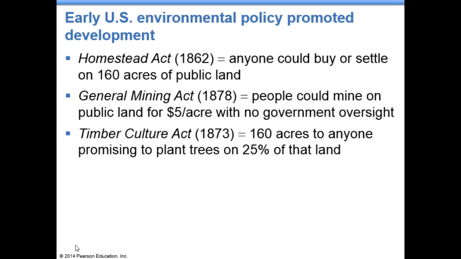And then the third was the Timber Culture Act of 1873. And this granted, again, another 160 acres to any citizen promising to cultivate trees on 1/4 of the area of that land, 25% of that 160 acres. So these were some early policies that were put into place.